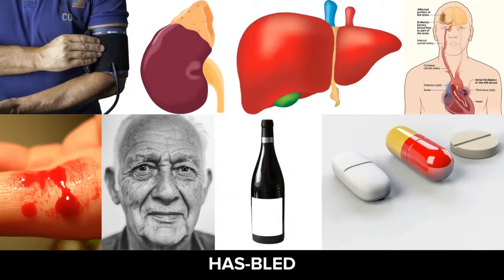These are the risk factors for bleeding. Starting from the upper left picture, we have hypertension, kidney disease, liver disease, stroke. Then in the lower left, we have bleeding disease, patients over the age of 65, alcohol and anticoagulation medications like warfarin. All these risk factors are given 1 point each.